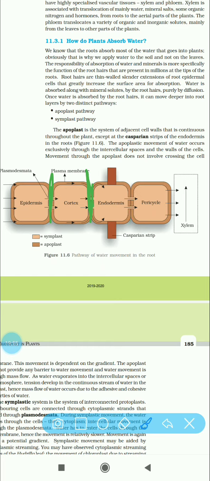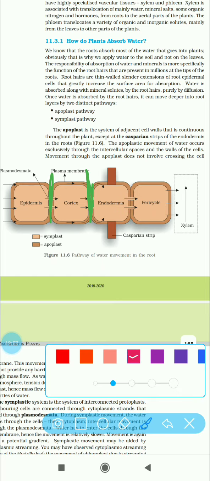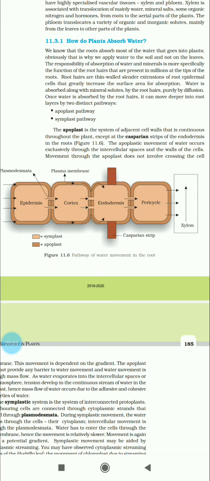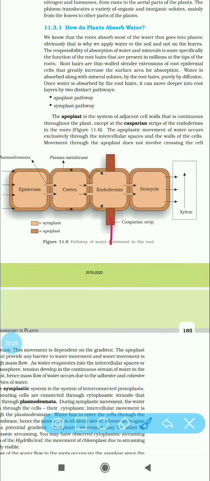So at this region, I'll just change the color so you can understand. At this region you can see there is something termed as Casparian Strip. So this is what the Casparian Strip is. So till there they have this cell wall thing and the movement can happen.